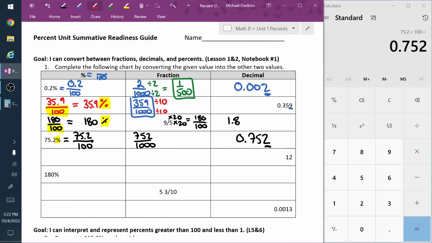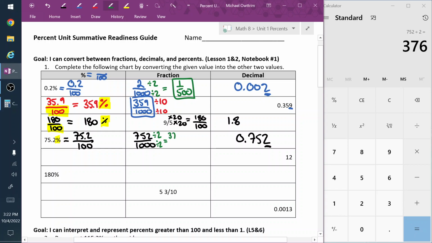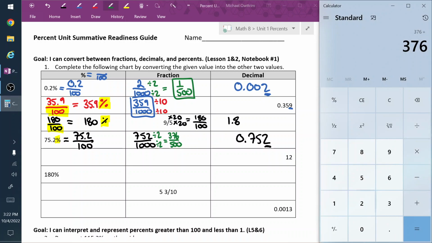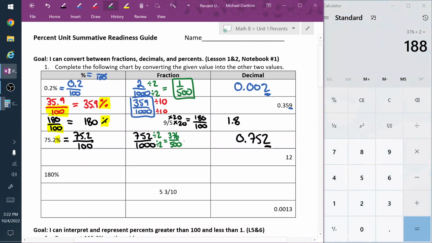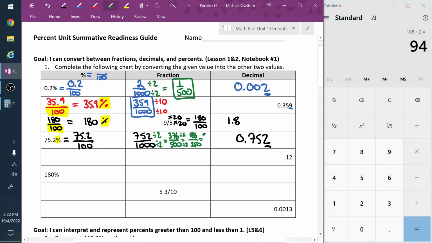Now, I do notice that both of those are even numbers. So I'm going to simplify that fraction by dividing by 2, top and bottom. 752 divided by 2 gives me 376 out of 500. Those are both still even, so I'll divide by 2 again. I get 188 out of 250, and those are both still even, so I'll divide by 2 again. Get 94 out of 125.